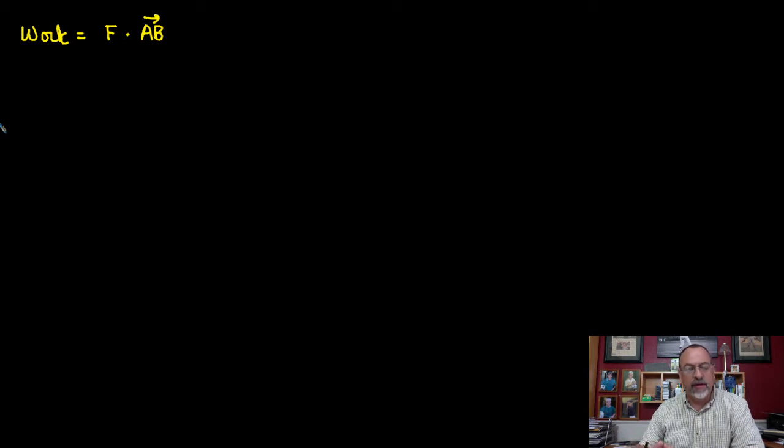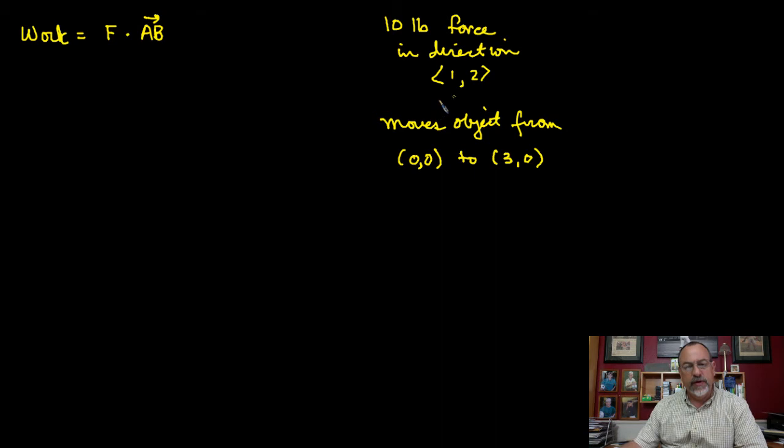And we're going to have to go back to something we learned in the first lesson of Chapter 6, and that is finding the unit vector. So let's do an example, and I'll show you how this works. For example, let's say we have a 10-pound force that's acting in a direction of the vector 1, 2, and it moves an object from the point 0, 0 to 3, 0, and we're simply talking about a coordinate plane here. So what we need to do is find the components of the force vector.